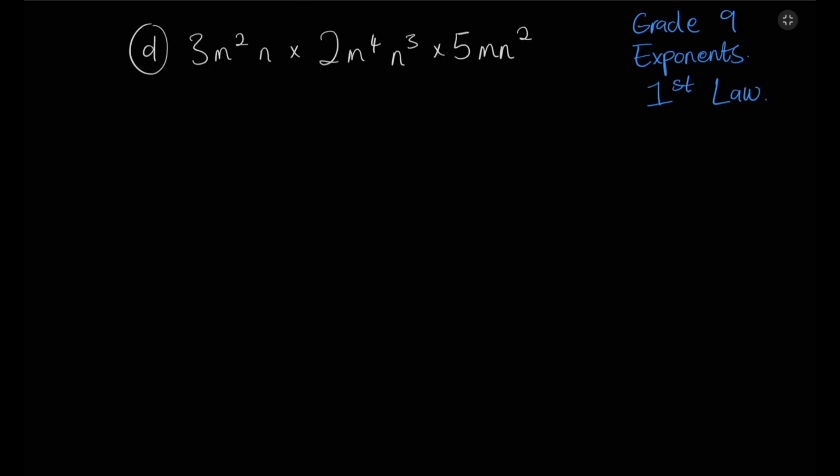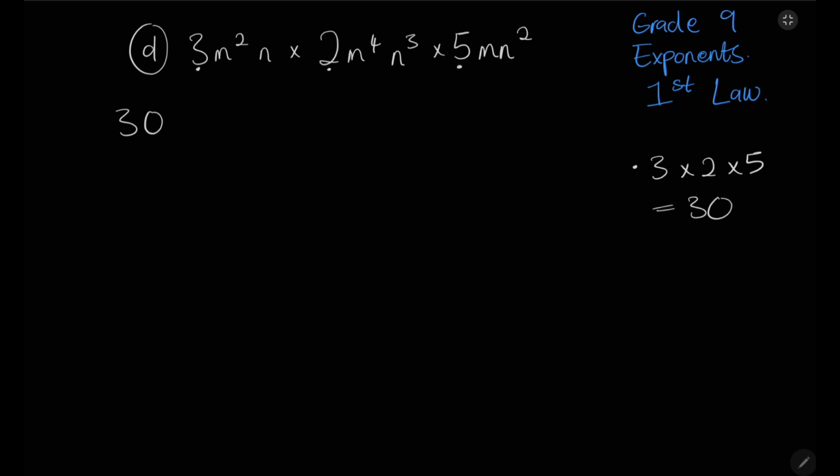For the last example under this lesson, let's try 3m squared n times 2m to the power 4 n cubed times 5mn squared. How do we solve this? We can start by multiplying the coefficients or the values. We have 3 times 2 times 5. We can just write this on the side. 3 times 2 times 5 is 30. So we may write down our 30 here. Now let's move to the exponents.